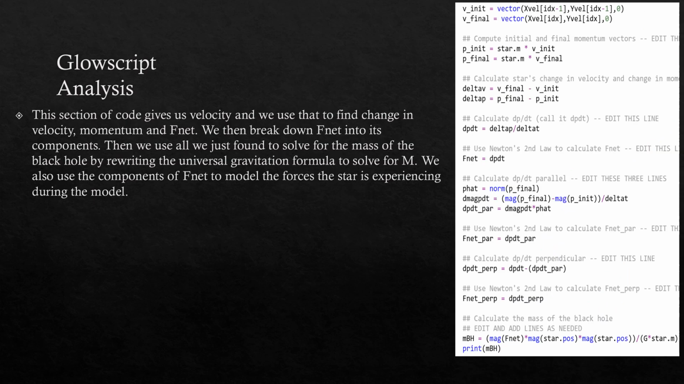This first piece of code gives us velocity, and we're using that to find the change in velocity, momentum, and our Fnet. We then break down Fnet into its components, Fnet parallel and Fnet perpendicular, and we use those to show the breakdown of forces on the star in our picture. We also used the universal gravitation formula rewritten to solve for m to find the mass of our black hole.